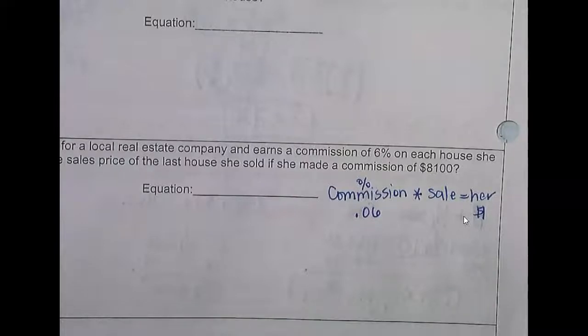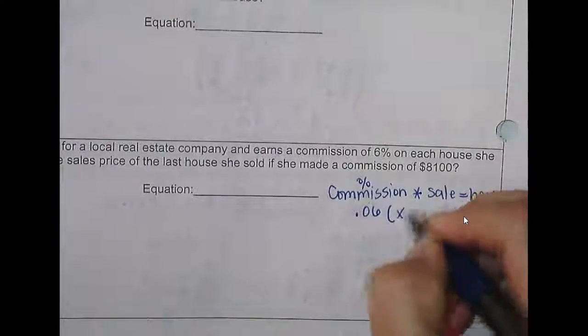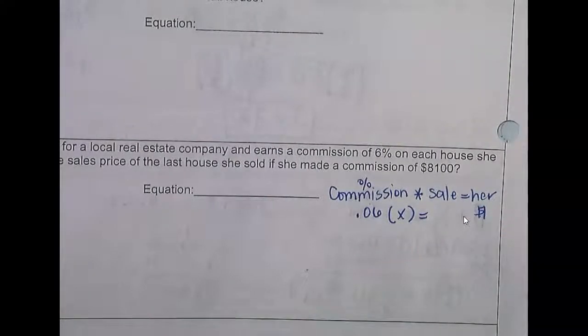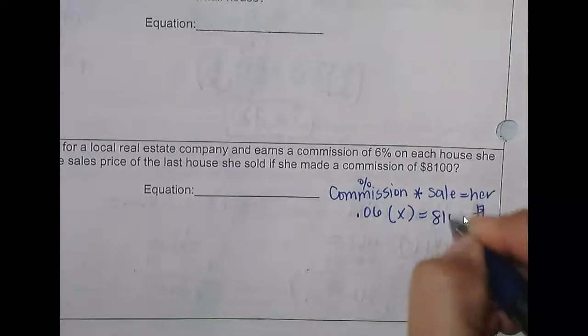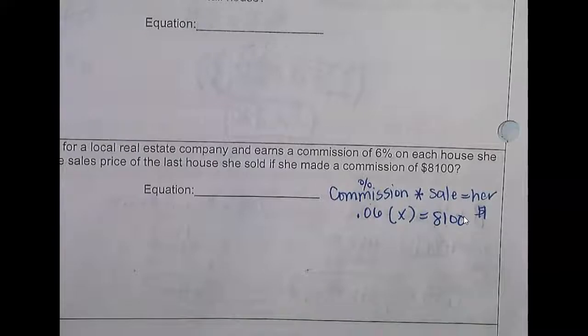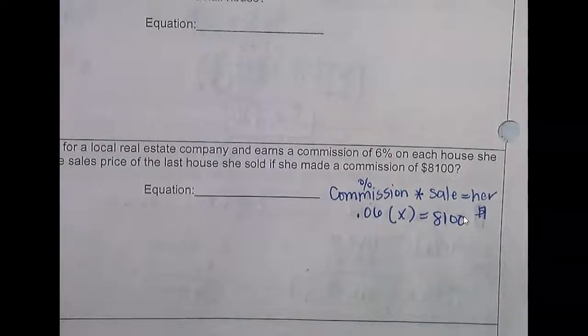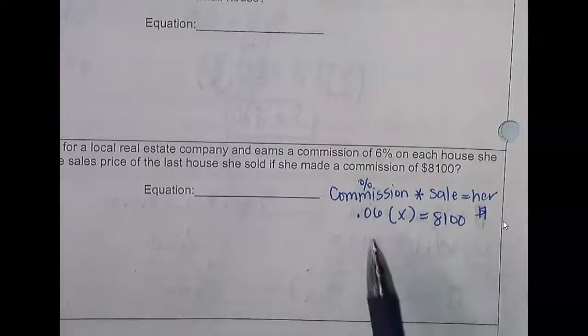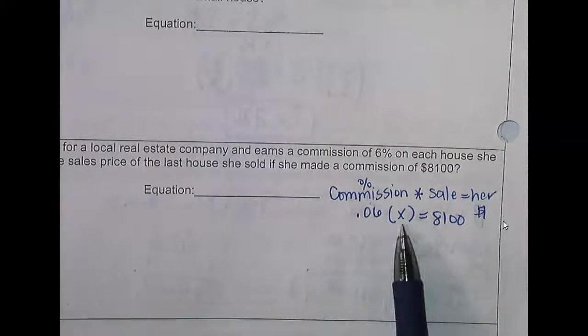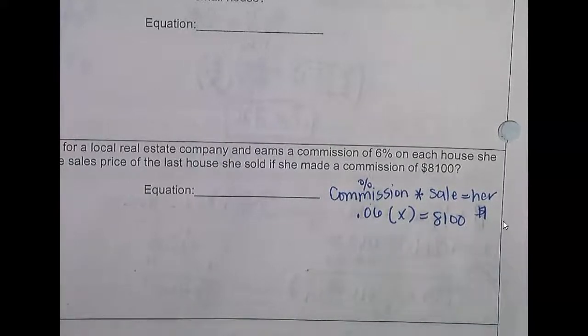What was the cost of this house that she sold for? What did she sell it for? I don't know. How about X times X? And do you know how much money her money was? She made $8,100. Not bad if you could do that every week. So the question is, what was the cost of the house when she made $8,100? That's a good question. So isn't that 0.06x times x equals 8100? So this is your equation.